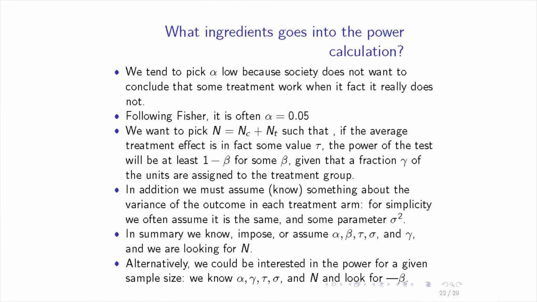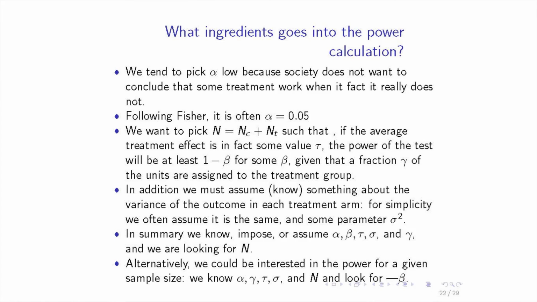Now, given alpha, you want to pick n such that if the average treatment effect is in fact some value tau, the power of the test will be at least 1 minus beta, for some beta that you decide to reach, given that the fraction gamma of the units are assigned to the treatment group. Another way to say it is you need to pick NC and NT, but we're going to take gamma as given. In addition, we must assume or know something about the variance of outcome in each treatment arm. We're going to assume that they are the same, and it's some number sigma square.